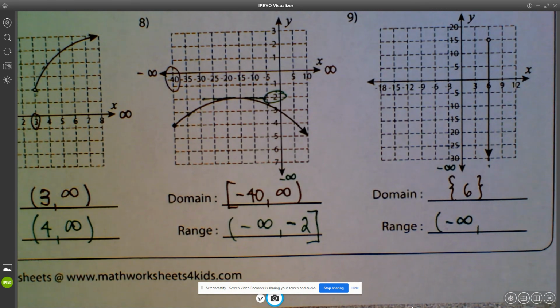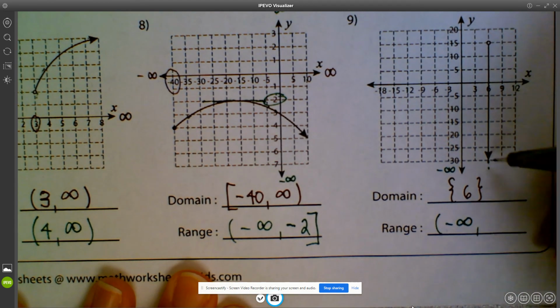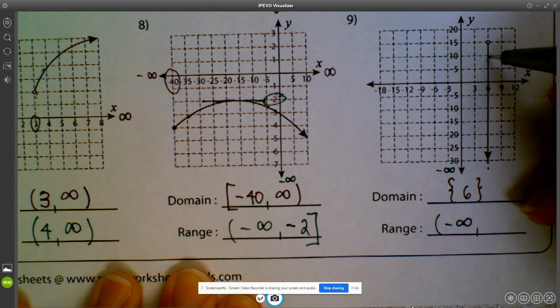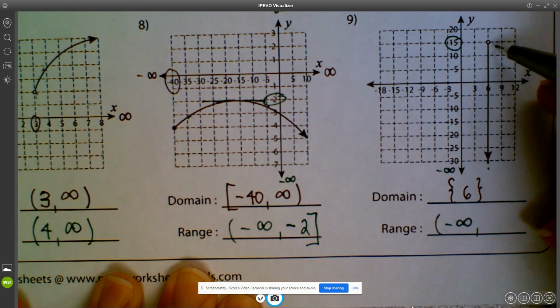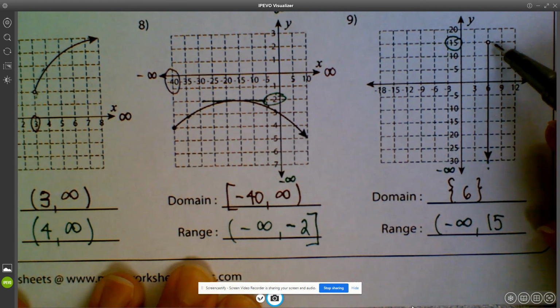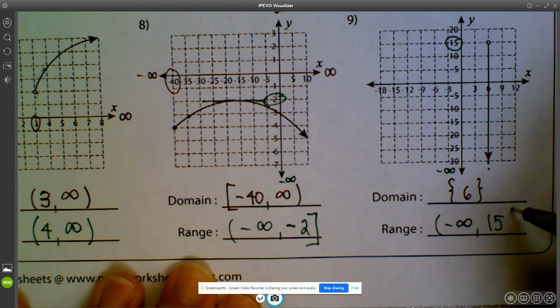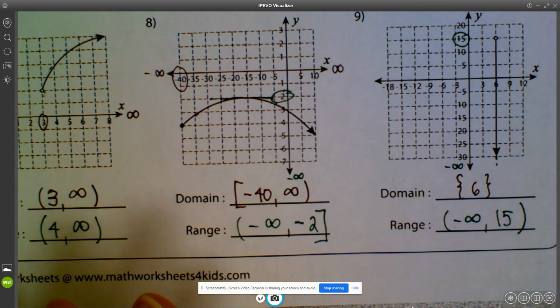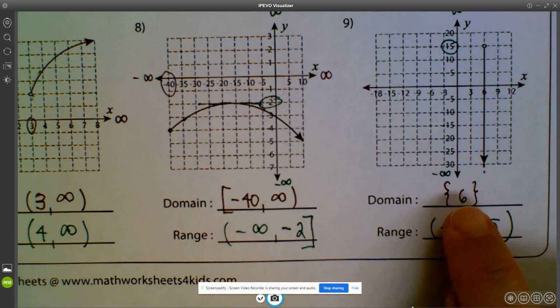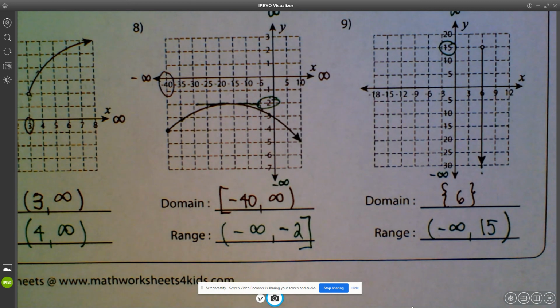But how high does this graph go? Well, we're going to go up here. We go up to y equals 5, y equals 10, y equals 15. And do we include the 15? Well, that open circle says we do not. So therefore, we put a left parenthesis. I love number 9 because it shows you the domain can be a set or an element, but it can also have a range of values, a collection of values. And that's how it is.